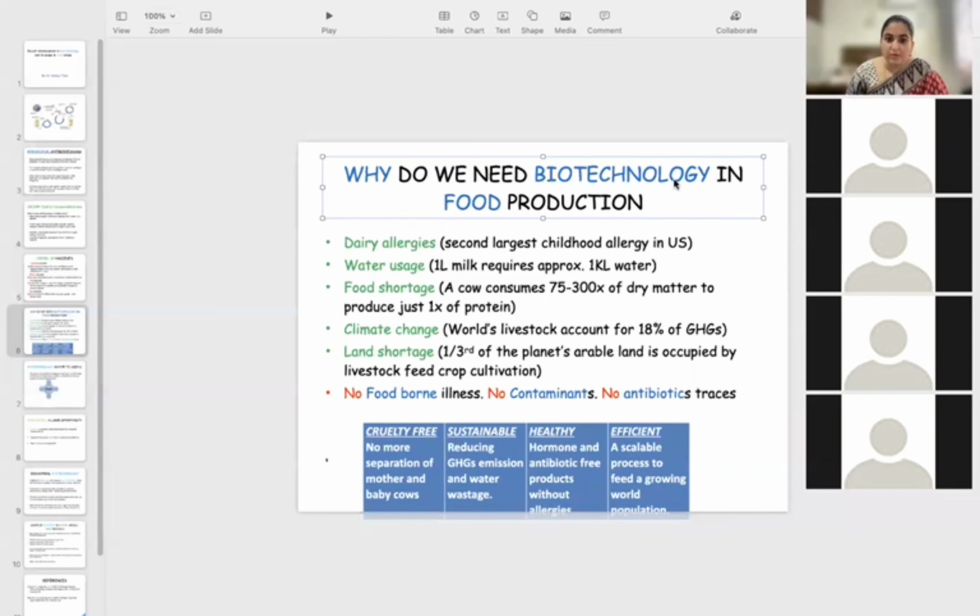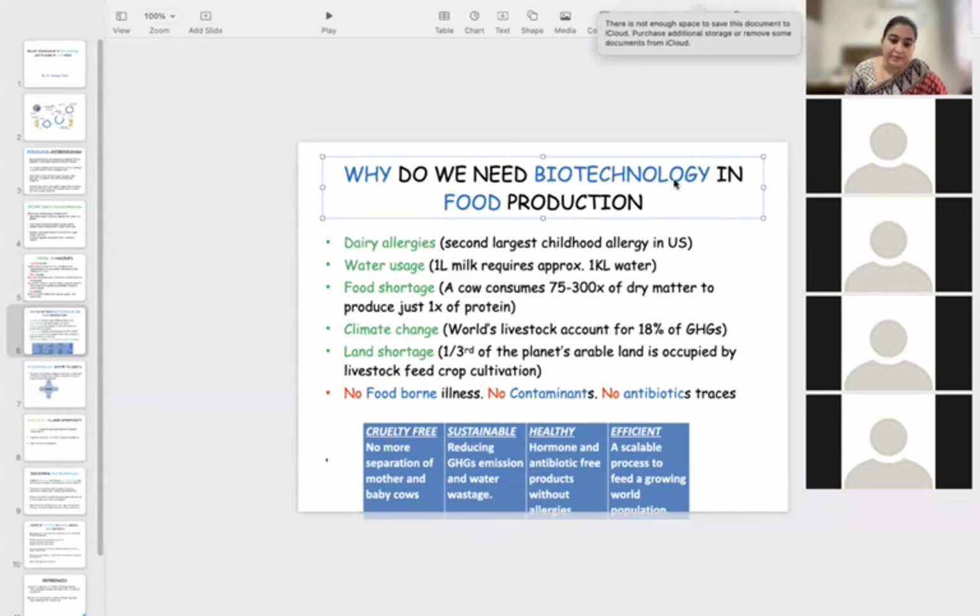Food shortage problem can be cured with that, because a cow consumes around 75 to 300 times of dry matter to produce just 1x of protein. And climate change. So the world's livestock account for 18% of greenhouse gases. So biotechnology can be a solution for that. Land storage, around 1/3 of the planet's land, which we can use for agriculture, is occupied by livestock feed crop cultivation. So with the help of biotechnology, we'll have no foodborne illness, no contaminants, no antibiotic traces.